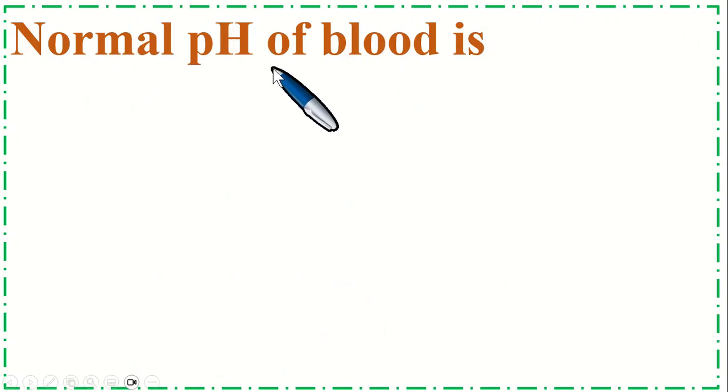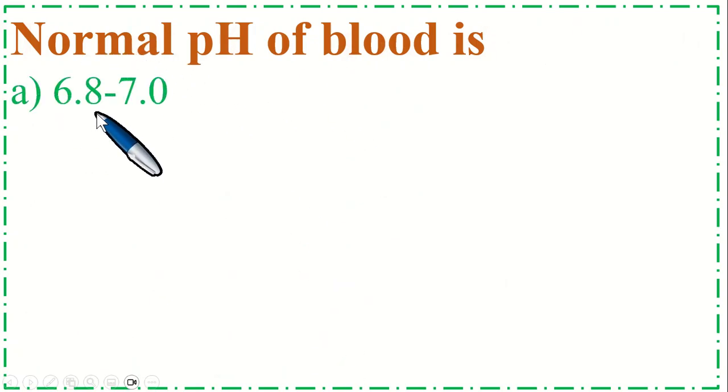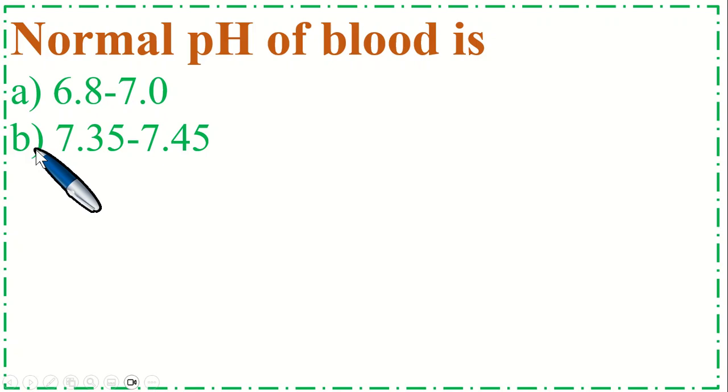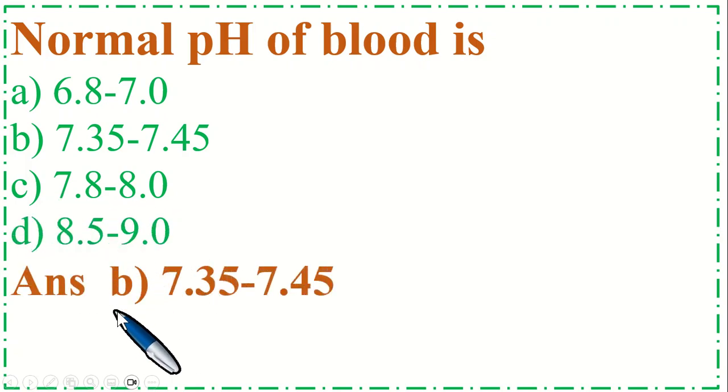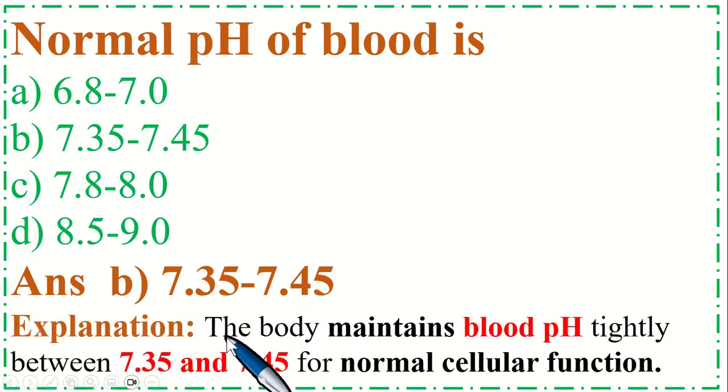The normal pH of blood is option A, 6.8 to 7, B, 7.35 to 7.45, option C, 7.8 to 8, and option D, 8.5 to 9. So the correct option is B, 7.35 to 7.45. Explanation is: the body maintains blood pH tightly between 7.35 to 7.45 for normal cellular function.